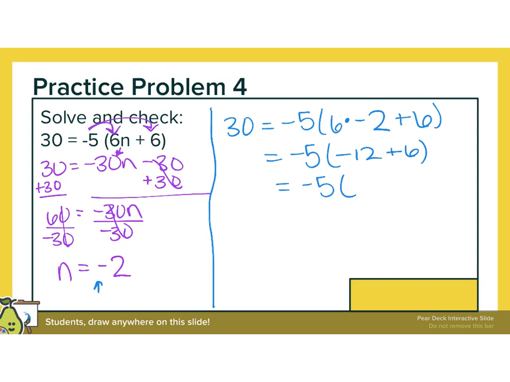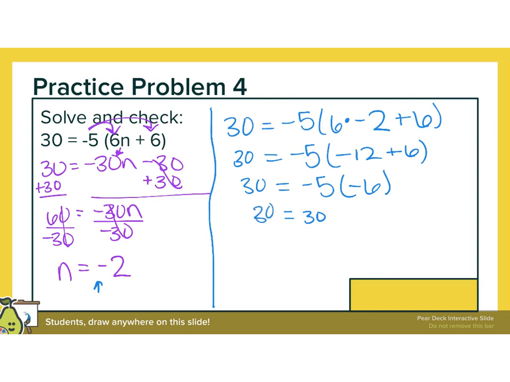-12, positive 6, different sign, subtract. 12 minus 6 is 6. I have more negatives than positives, so it's -6. Finally, -5 times -6 is positive 30. I can just bring this down.